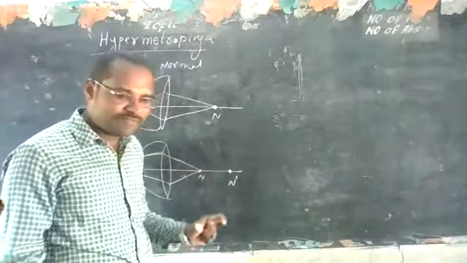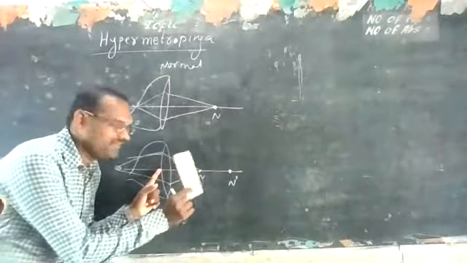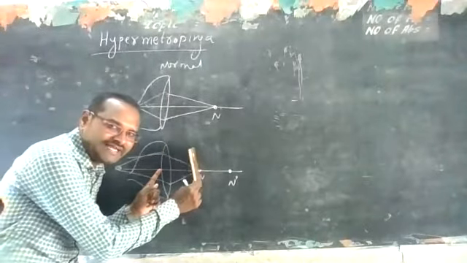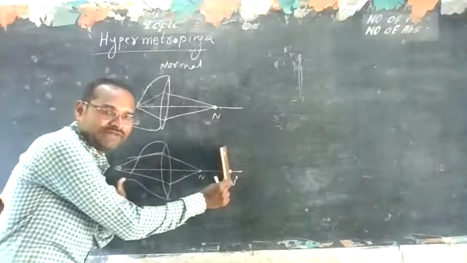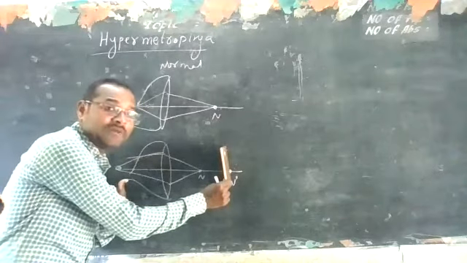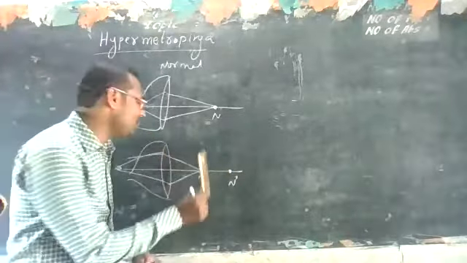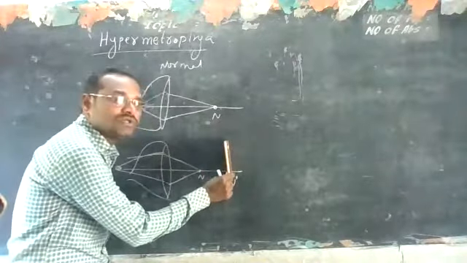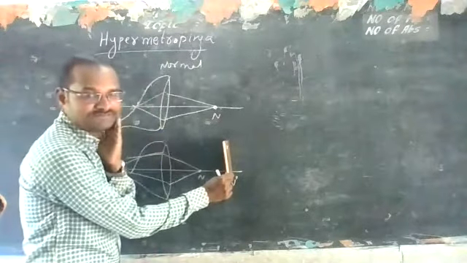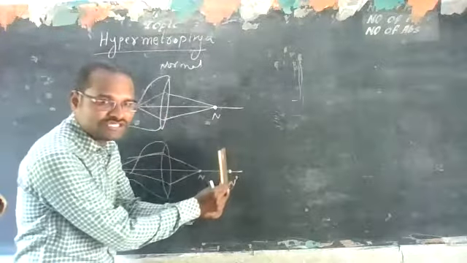Now, if you keep an object, for example this cell phone, here, and this is my eye, let us imagine I am suffering from hypermetropia. If the phone is here at N, I can't see it. But if it is here, then I can see. My near point is N dash. Whatever objects are located at N should be shifted to N dash so that I can see a clear image. Our aim is to shift the object from N to N dash.